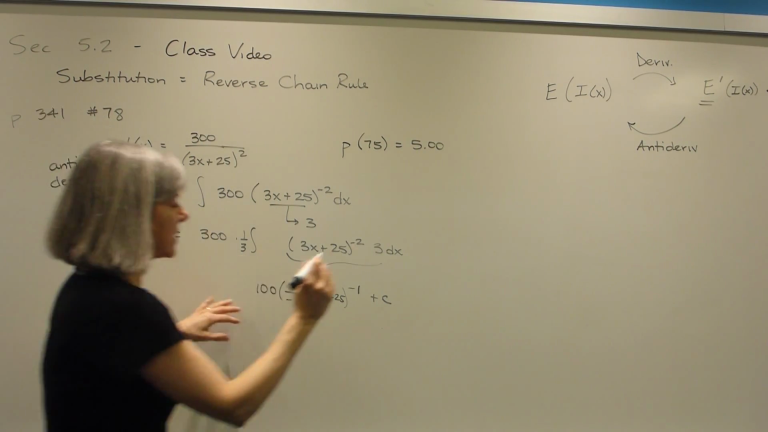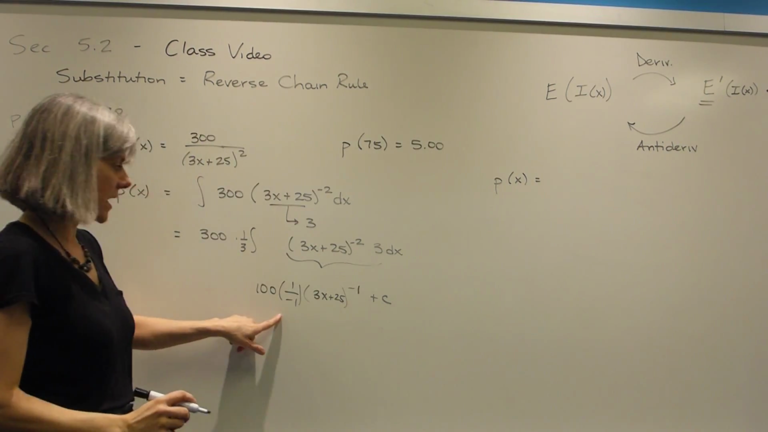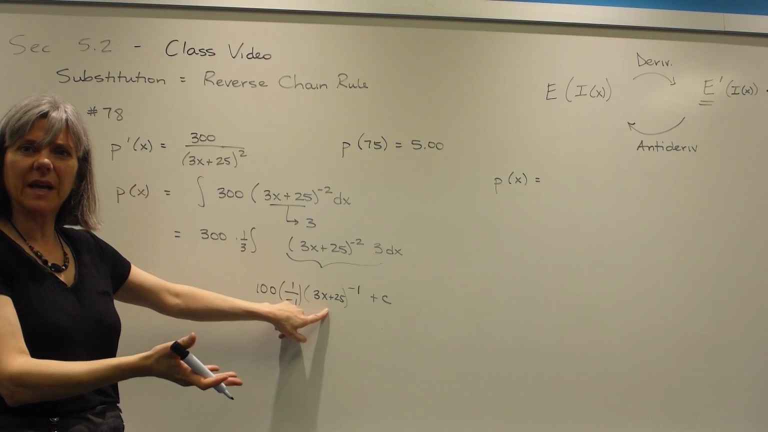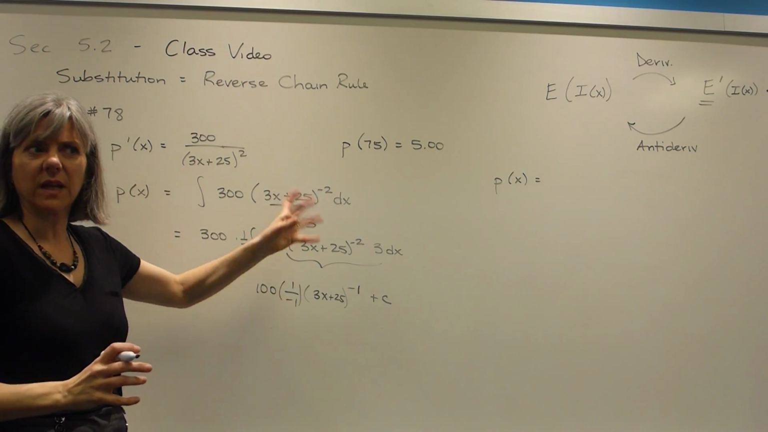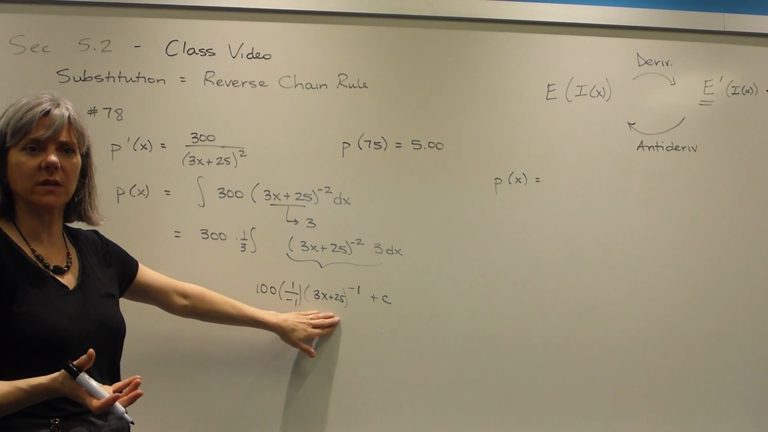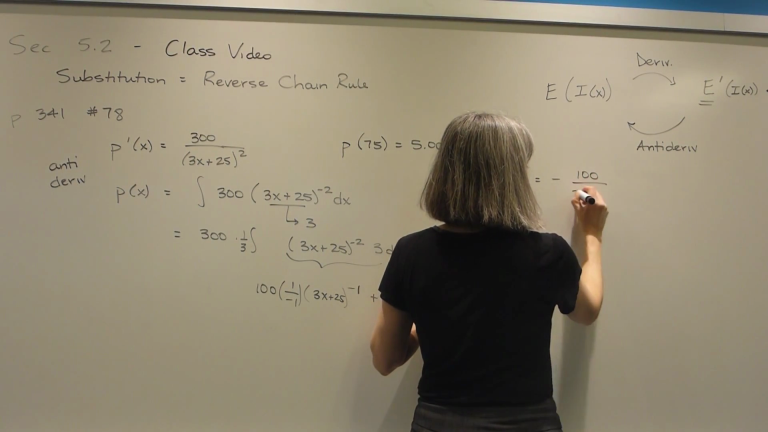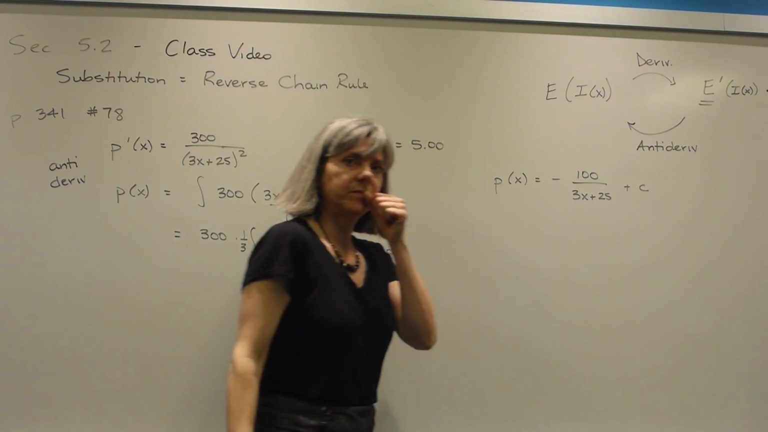All right, so what do we get to? We got to P of x is equal to negative 100, and I'm going to write this to the negative 1. I'm going to put that back in the denominator, because we only really like it in this form when we're doing the calculus part, but when we actually start computing with it, it's so much easier if it doesn't have a negative exponent. So I'm going to write negative 100 over 3x plus 25 plus c.